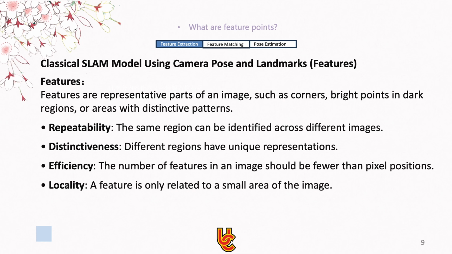First is repeatability, which means the same region can be identified across different images. It also has distinctiveness, which means different regions have unique representations. And efficiency and locality, which means the number of features in an image should be fewer than pixel positions, and the features are only related to a small area of the image, not the whole area.